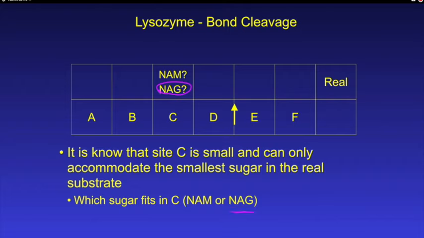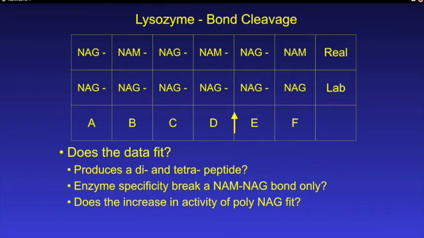Now, if I know the bond breaks between D and E, and I know NAG can only fit in C, let's put all of this information together. Our laboratory substrate was poly-NAG. The real substrate alternates NAM, NAG, NAM, NAG, and so I have to put the NAG in C. That places NAM in the D, and that puts NAG in the E. And if we go back to the specificity of lysozyme, it will break between a NAM and a NAG.